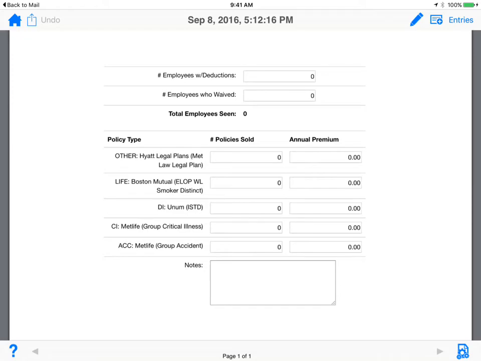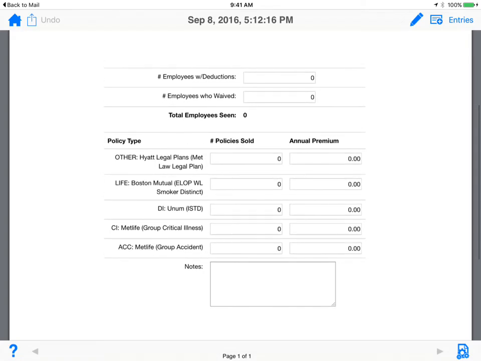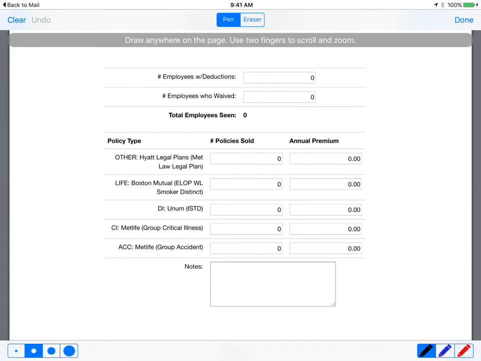Okay, so this video is going to explain how to do your stats. It seems like a simple process, but sometimes we get a little confused as to how to handle stats. All right, so first of all, we have to figure out how many employees we saw for the day. You'll notice here it says employees with deductions.